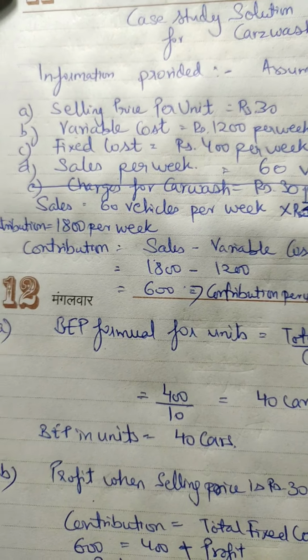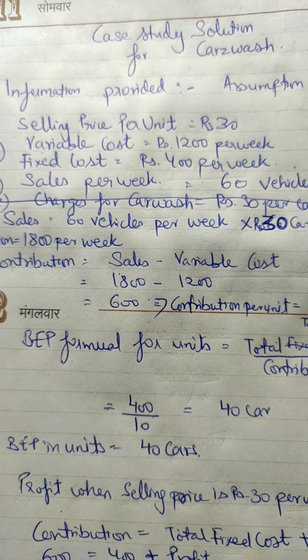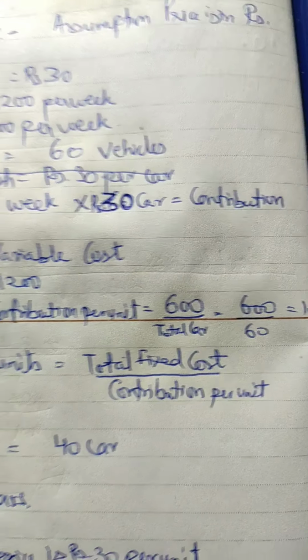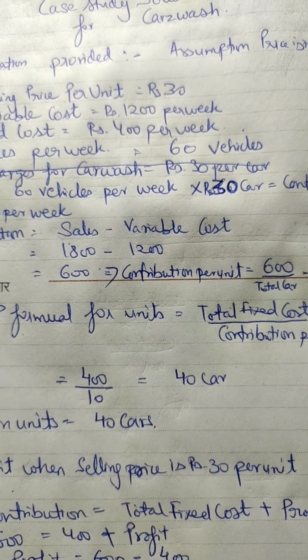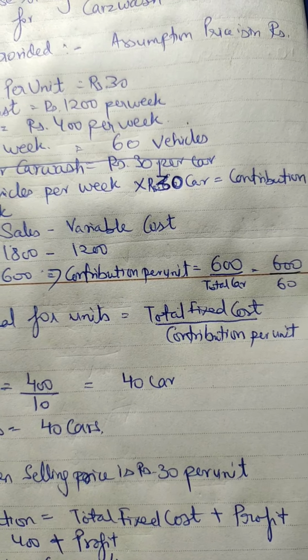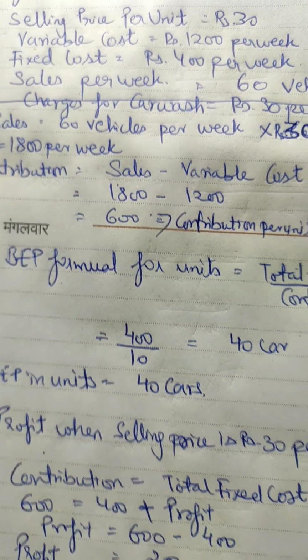After that we will calculate first of all break even point for units. So the formula is total fixed cost upon contribution per unit. Taking the information, the fixed cost is given 400 and contribution per unit is rupees 10. So the break even point in units will become 40 cars.